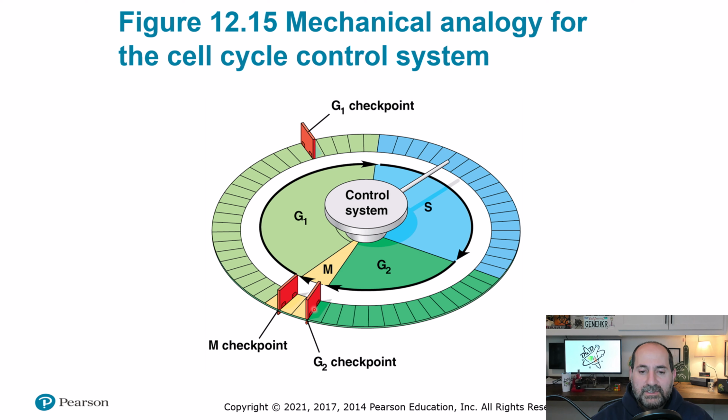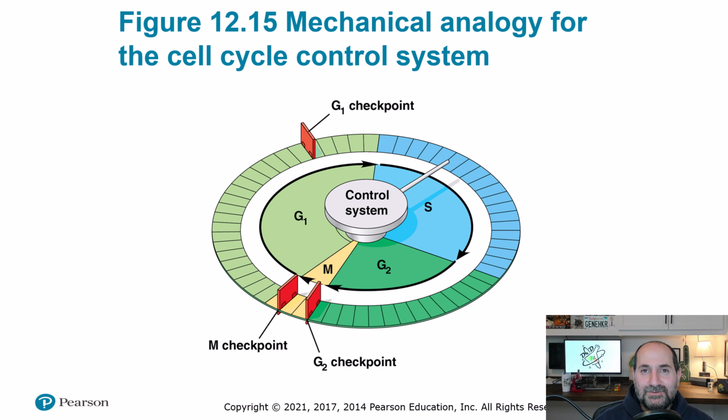The next checkpoint checks to make sure that the DNA was copied correctly and free of mutations. And then the next checkpoint makes sure that in late metaphase, everything is ready to separate. All the chromosomes are ready to separate because all the sister chromatids have a microtubule attached at the kinetochore.